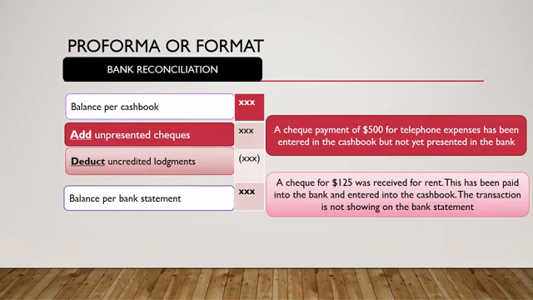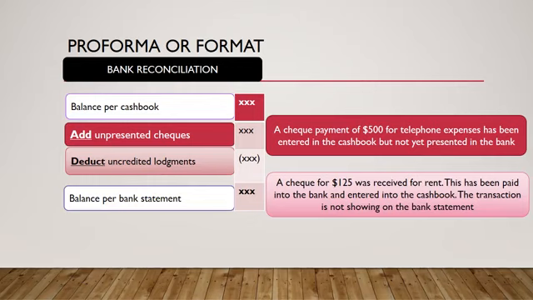We said we received it, now we have to remove it because the bank is saying we did not receive it yet, right? The bank is saying we haven't received it. We are saying we have received it. So we have to less that uncredited lodgement. We have to deduct it. So if we do that, we get our balance per the bank statement. So you can actually calculate your balance per bank statement from your balance in the cash book.